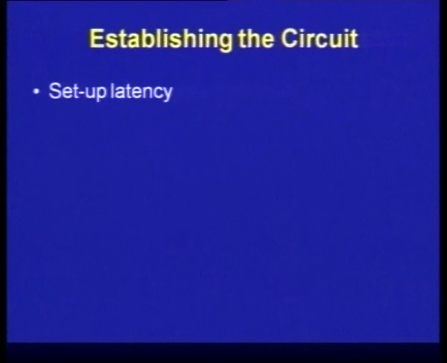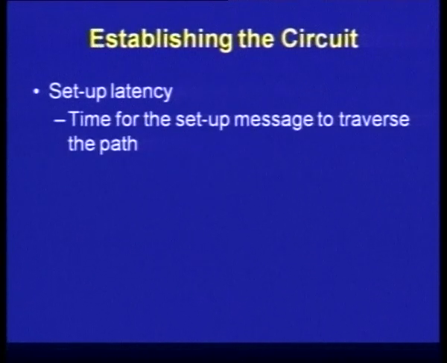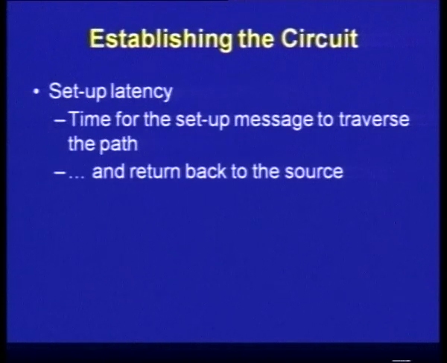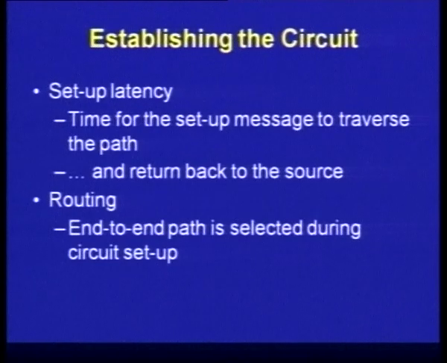Okay. Now when you do this, again you can see that as in the case of circuit switching, there will be a setup latency, because you require some time for the setup message to traverse the path and return back to the source. Then you have routing, of course, which needs to be done, that is, the end-to-end path is selected during this circuit setup. So remember that routing refers to identifying the path that is to be taken, and this identification of path could have been done earlier and be available as a routing table, but using that routing information, the end-to-end path is selected during the circuit setup mechanism.